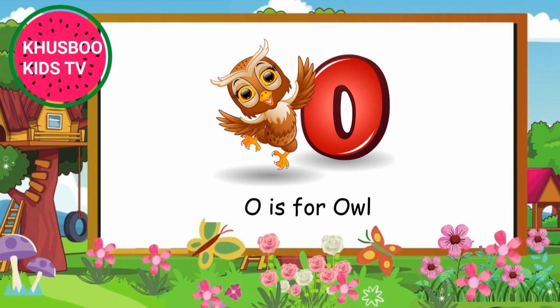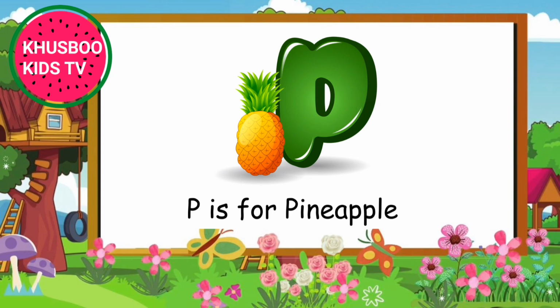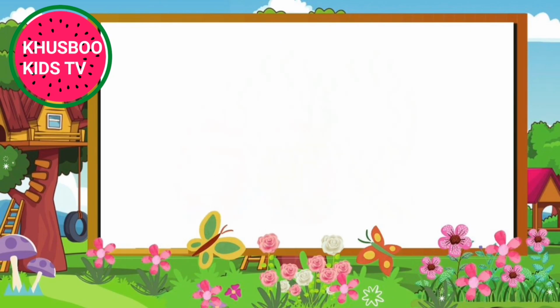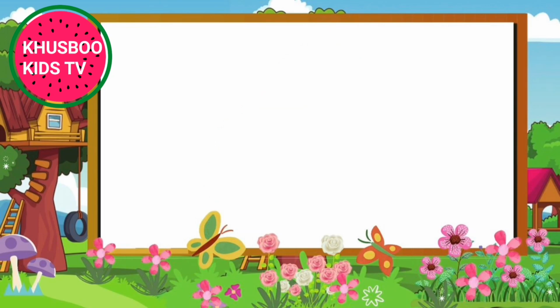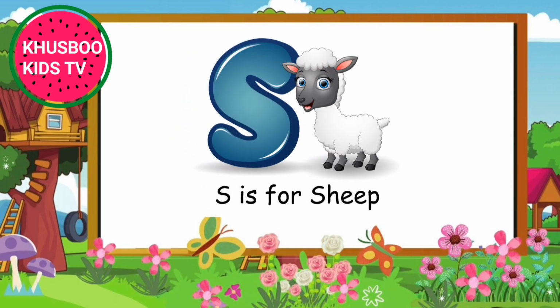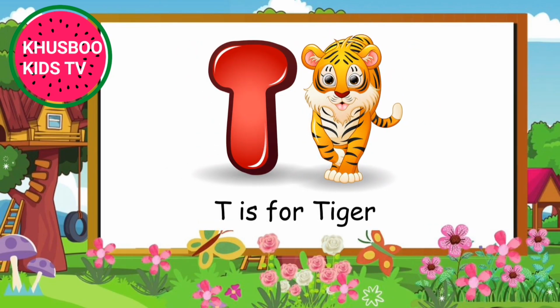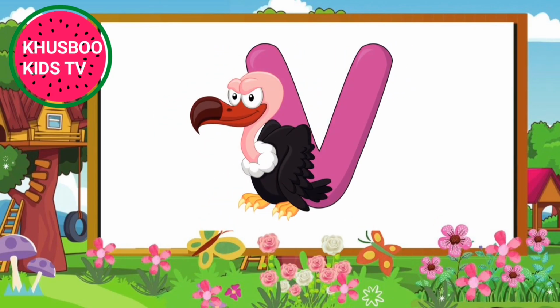O, O for owl. P, P for pineapple. Q, Q for queen. R, R for rabbit. S, S for sheep. T, T for tiger. U, U for umbrella.